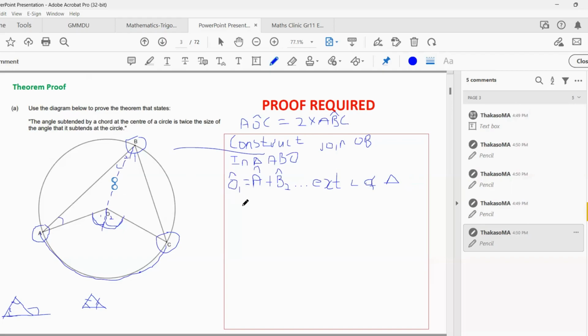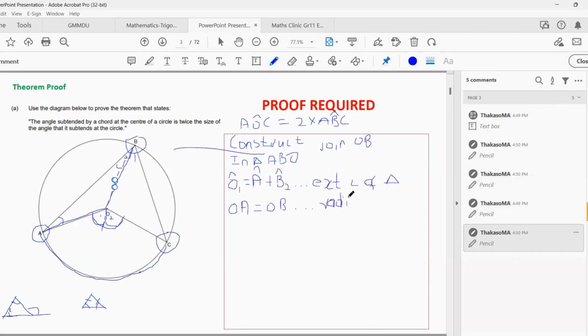And then in the same triangle, we see that OA is equal to OB. Why are those equal? Why are we making such a statement? Because OA is a line from the center to the circumference. OB is a line from the center to the circumference. That means both of them are radii, because both are from the center to the circumference. And we know that radii of the circle are equal.